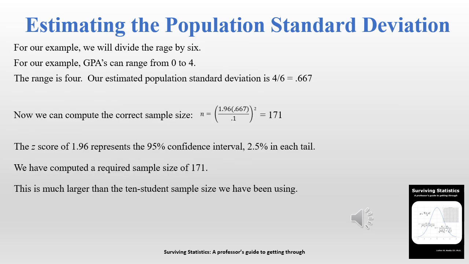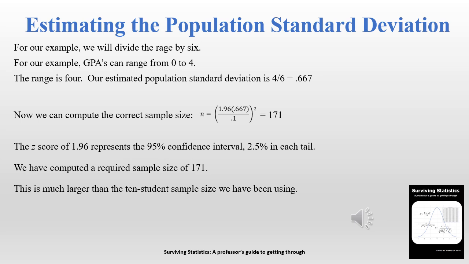All right, so reminding you of the parameters we wanted to compute the sample size, we were looking for a maximum margin of error of 0.1, and we wanted a 95% confidence interval. So we've estimated the population standard deviation by taking the range of the GPA and dividing that by 6 because we want a very accurate estimate. So in that case, our estimate of the population standard deviation is going to be 0.667. So now we then compute the correct sample size of 171.